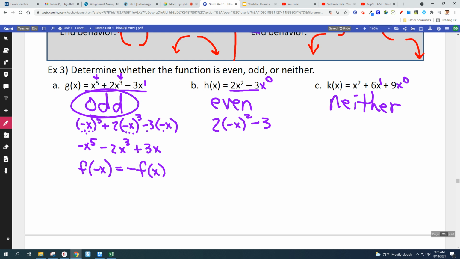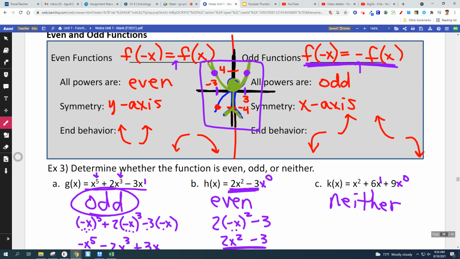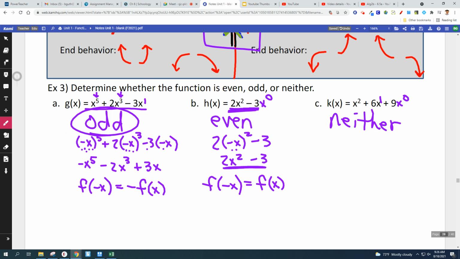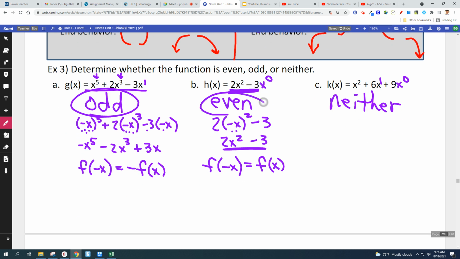So I've got 2 negatives once I square that, and those 2 negatives are going to make a positive. That's 2x squared, and then I've got that minus 3. You see how that's exactly the same as what we started with? So f of negative x is equal to the exact same function that we started with. That's what this says. That's an even function.